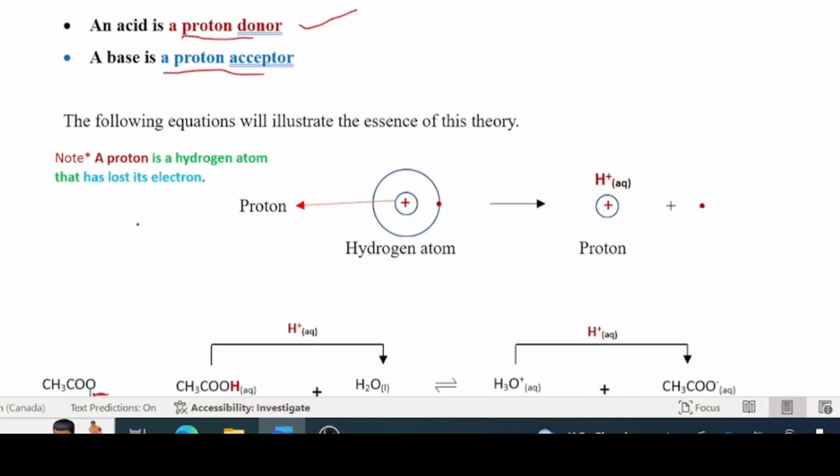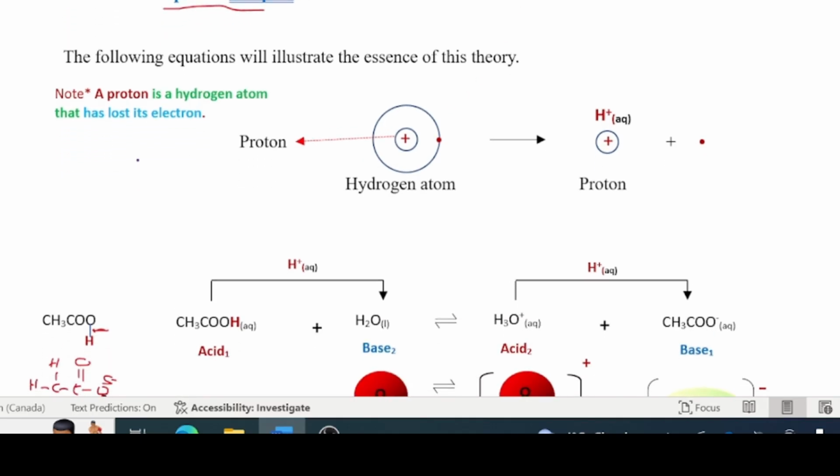Watch this. What is a proton? If I have a hydrogen atom, it is made up of one electron and a proton. If we knock this electron off as we do here, what is left is what we call a hydrogen ion. But in effect, it is really a proton. So a hydrogen ion is a proton.